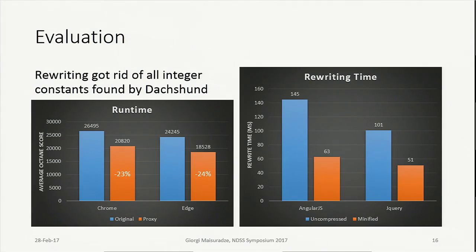To measure the runtime overhead, we used the Octane benchmark, and it showed a 23% performance decrease in Chrome and a 24% performance decrease in Edge. To measure rewriting time, we used two popular JavaScript libraries, AngularJS and jQuery, and measured the time it took us to rewrite them. Their minified versions took 63 milliseconds and 51 milliseconds for AngularJS and jQuery. However, this cost is paid only the first time we do rewriting, because after that, these libraries can be fetched from the cache.